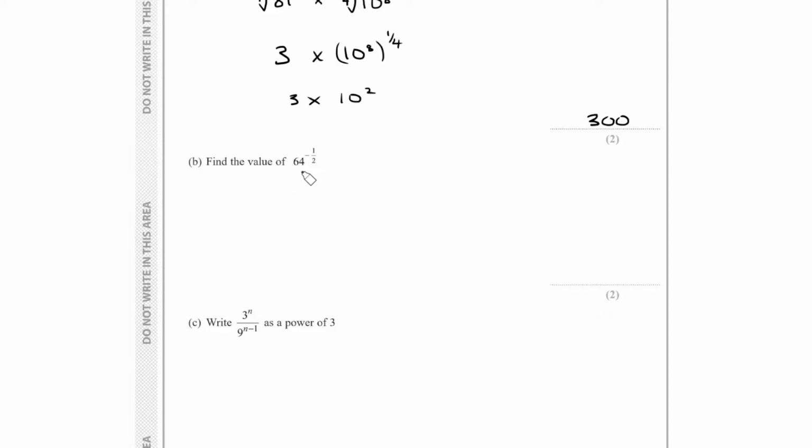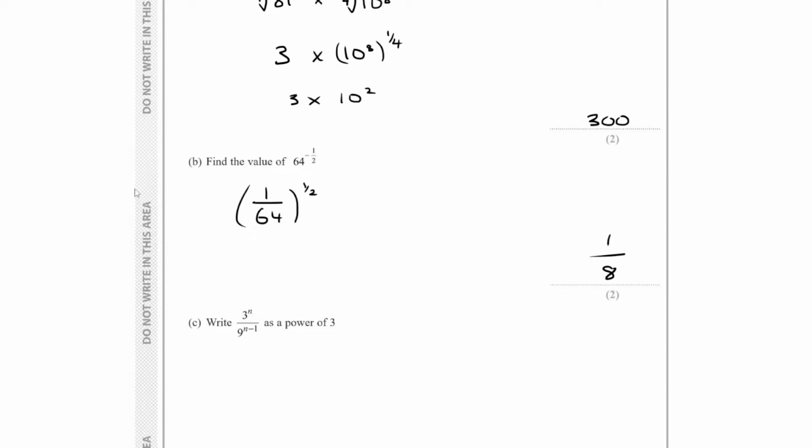Okay, find the value of 64 to the power of negative a half. This one should be fairly straightforward. I normally do the negative first, just because I feel like I'll forget otherwise. You don't have to do it first, but I normally do. So that means reciprocal, 1 over 64. Then to the power of a half, which means square root. So obviously square root of 1 is 1. Square root of 64 is 8. 1/8.